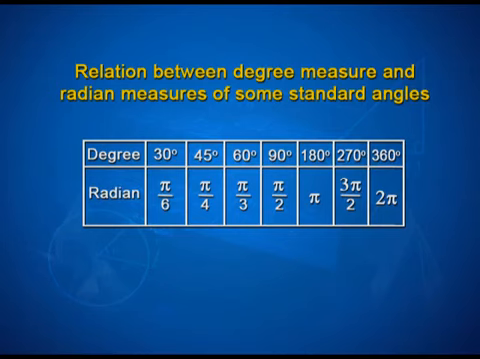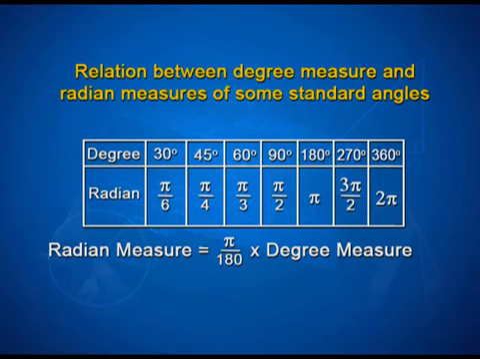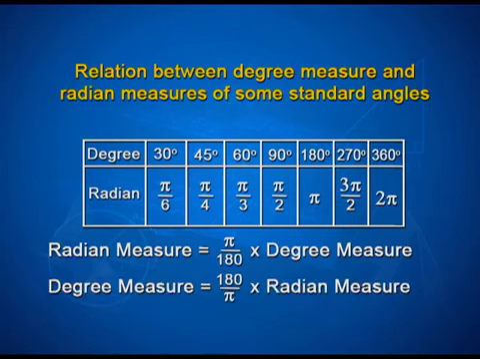30 degrees can be written as pi upon 6, 45 degrees can be expressed as pi upon 4, 60 degrees as pi upon 3, 90 degrees as pi by 2, 180 degrees as pi, 270 degrees as 3 pi upon 2 and 360 degrees as 2 pi. Thus, radian measure is pi upon 180 into degree measure and degree measure is 180 upon pi into radian measure.